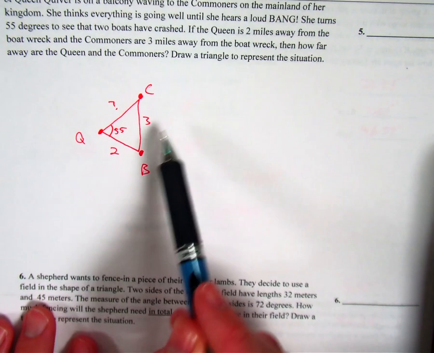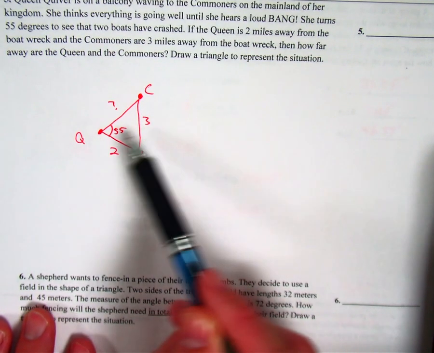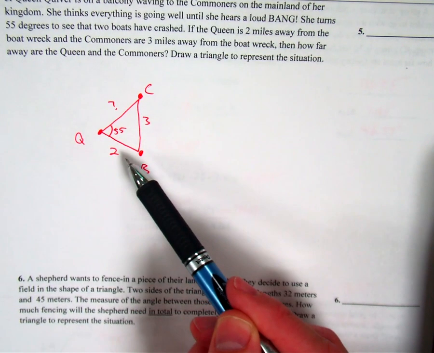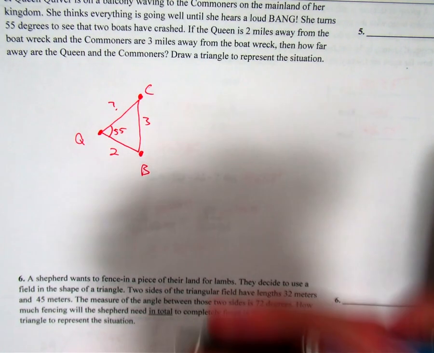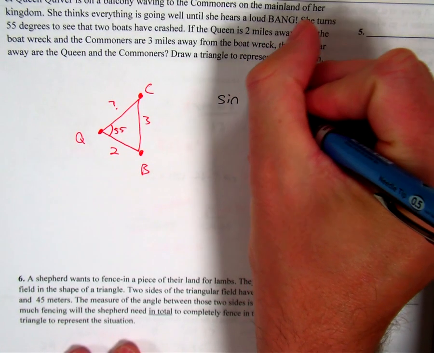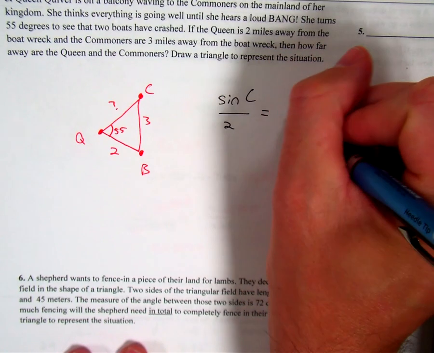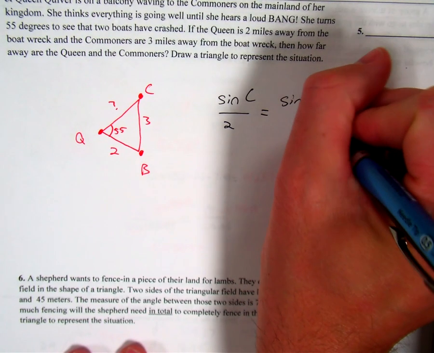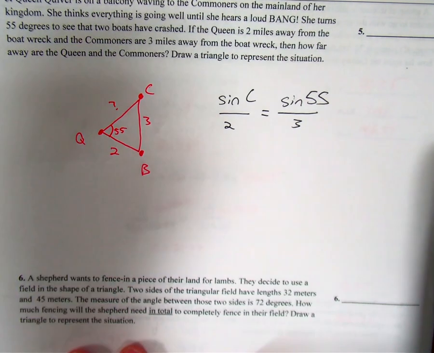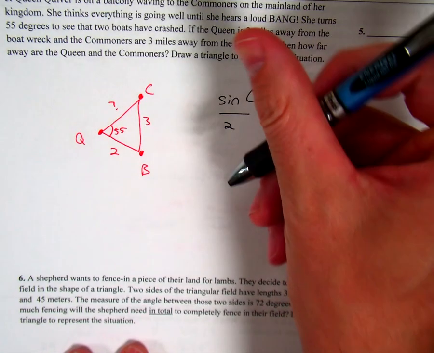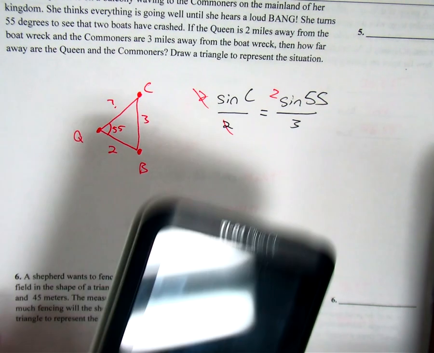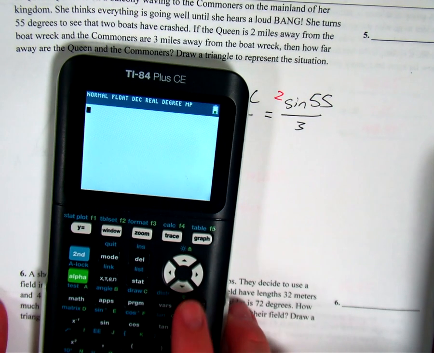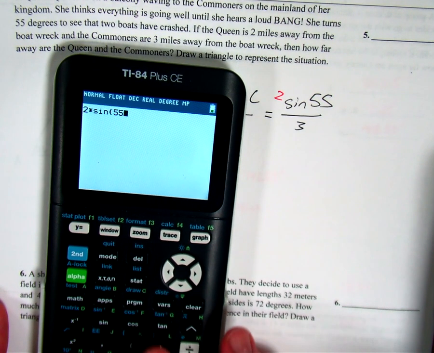Well, we have a matching set, so we can use that. We're doing law of sines. Our other piece of information is a side length, which will help us get this angle at C. Sine of C over 2 equals sine of 55 over 3. We're going to multiply the 2. Two times sine of 55, close your parentheses, divided by 3.